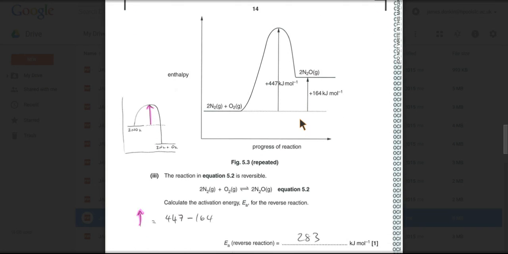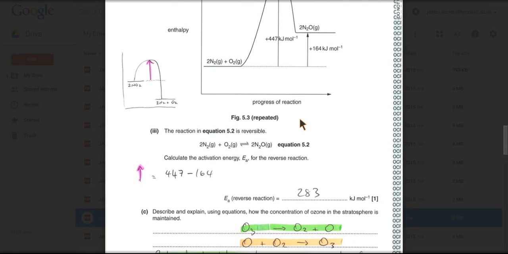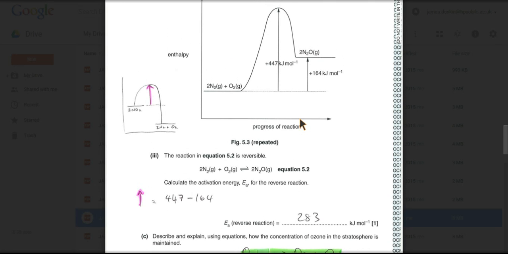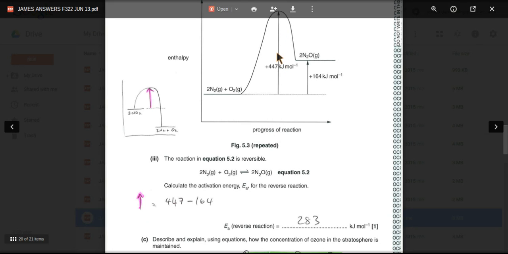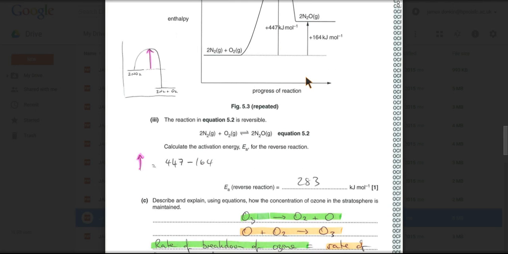Same diagram again. And this time we have to find out the activation energy for the reverse reaction. So we would be starting here and ending up there. So we would need to raise the energy of these 2 N2Os from here up to there. And so it's going to be the difference between these two numbers, which is 283.